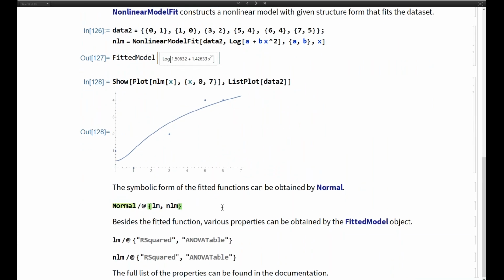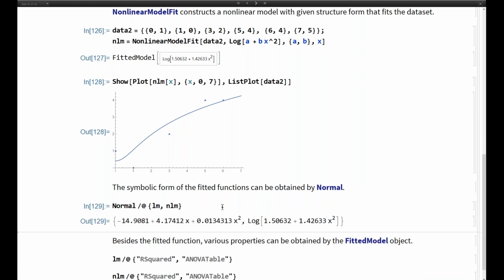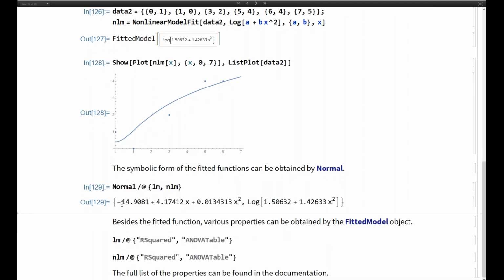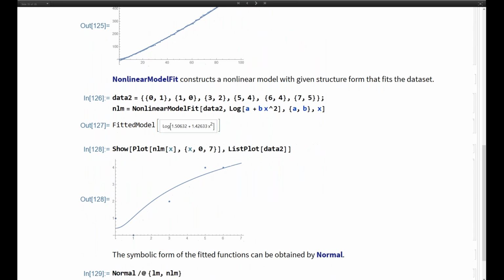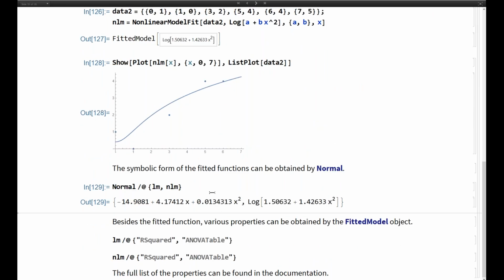If you prefer a symbolic form of the fitted functions, you can take a look at the function Normal, in which case it will provide you, in this case, the comparison between the two different functionalities. Thankfully, our little diagrams here have already highlighted that information for you, but this allows you to get the functionality out of the model itself, such that further computations can then be done.